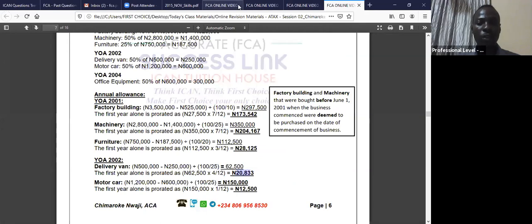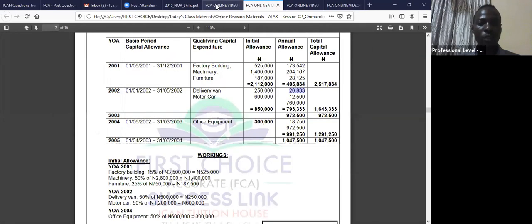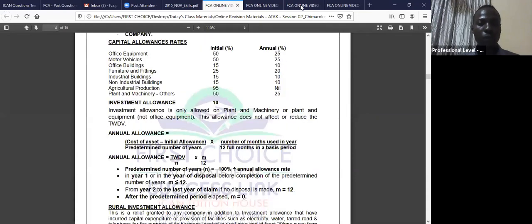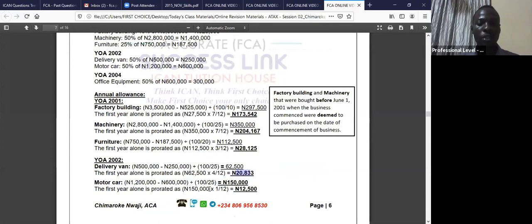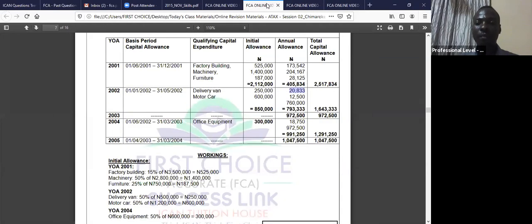Motor vehicle was bought when? Let's see when it was bought. Motor vehicle was bought in May. That year, the basis period ended. So it's bought in May, so it's going to be 1/12. So that's what it says here, 1/12. So we are prorating this 150 we got here by 1/12, which is 12,500. That is what we are using as this.